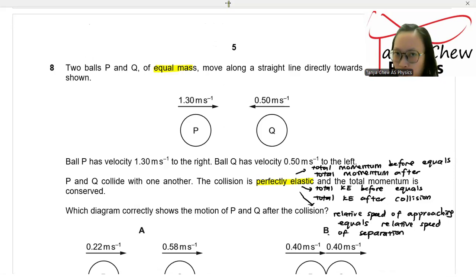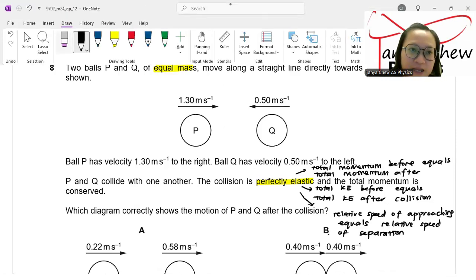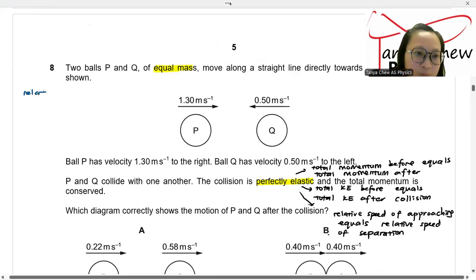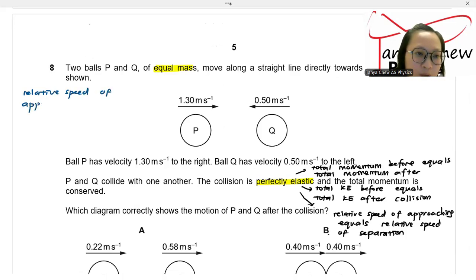You have to find the keyword first. The keyword is perfectly elastic collision. Whenever you see a perfectly elastic collision, I will just use the third expression here, relative speed of approaching. I just want to find my relative speed of approaching. Some of you might say that you have to form an equation using total momentum before equals total momentum after.